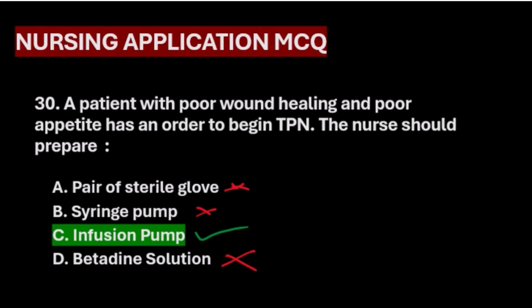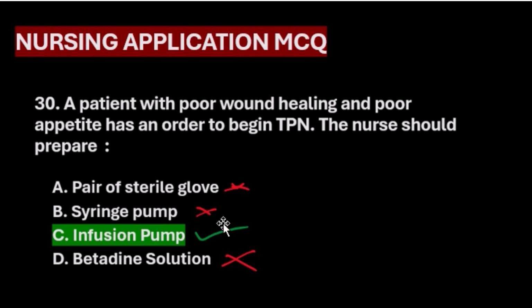This is an application level question which requires nursing application. Here, poor wound healing and an order to start TPN, total parenteral nutrition. This is a big bottle or big Baxter. So, normally the infusion pump is required.